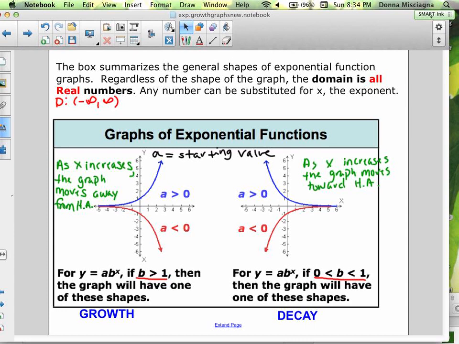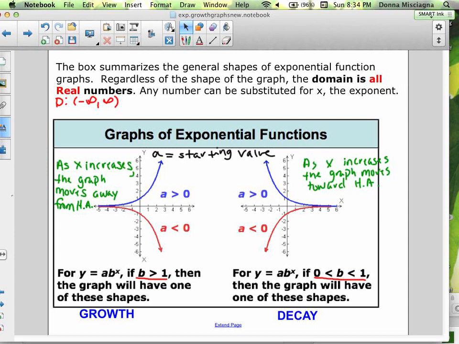If a is less than 0, you're going to be below the x-axis. Because b to the x is positive, you multiply a positive by a negative, the result's going to be negative. Right? But if you're moving away from the horizontal asymptote, it's growth. If you're moving towards the horizontal asymptote, it's decay. Right? So for y equals ab to the x, b is between 0 and 1. Our graph is going to have one of these 2 shapes.